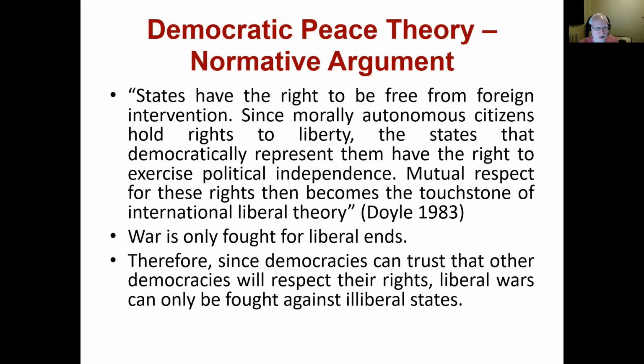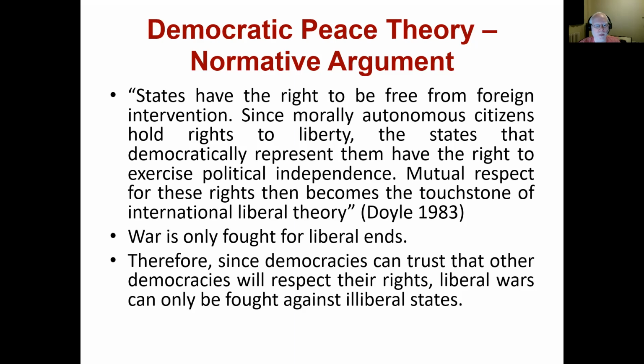One of the arguments is the normative argument. There's a belief that states have the right to be free from foreign intervention. Since morally autonomous citizens hold rights to liberty, the states that democratically represent them have the right to exercise political independence. Mutual respect for these rights then becomes the touchstone of international liberal theory, right?